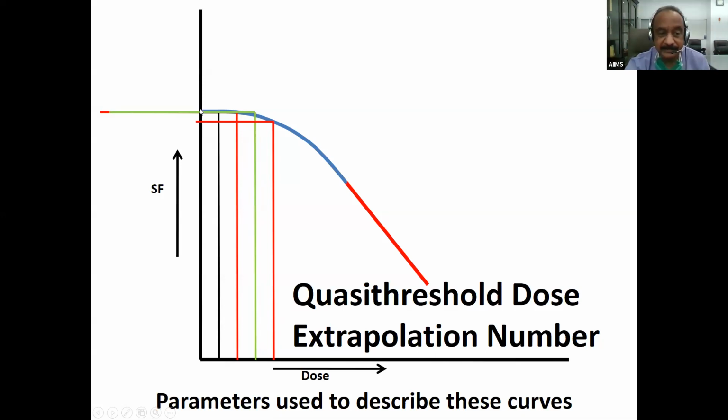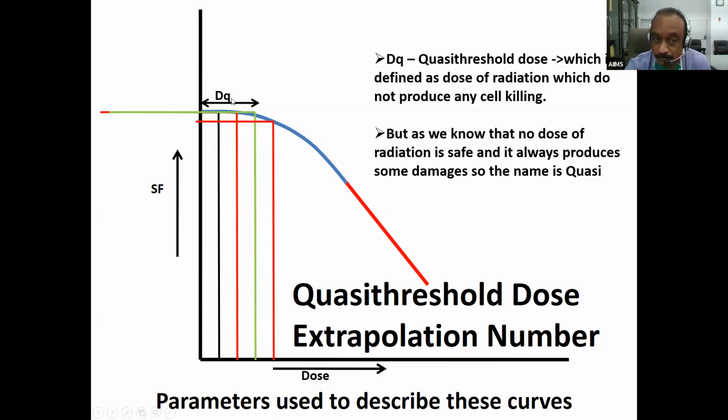So what does it suggest? It suggests that probably up to this dose, there is no effect as far as cell kill is concerned, which means it reflects something like there is a threshold for radiation to act. But we know that there is no threshold for radiation to act. Radiation even in a minimal dose will result in some damage. But this curve, or this model, suggests that it seems there is some threshold dose, and that is why we call it quasi threshold, and it is denoted as DQ. I hope you now understand quasi threshold.